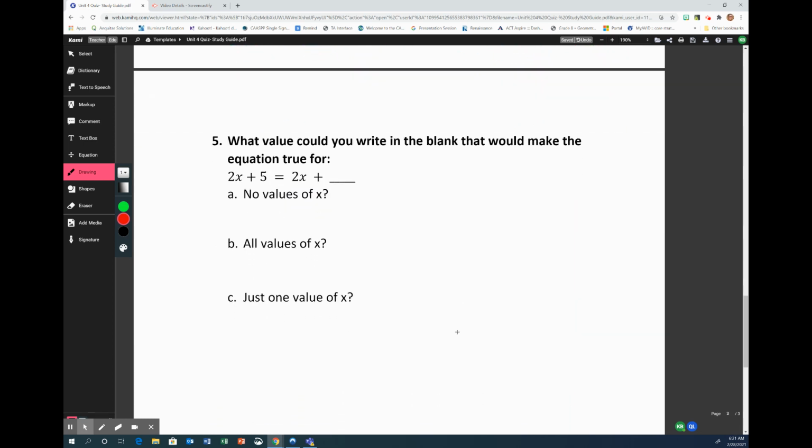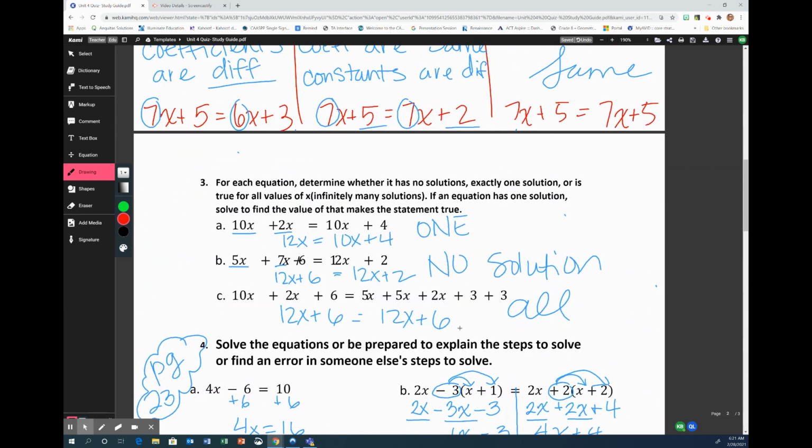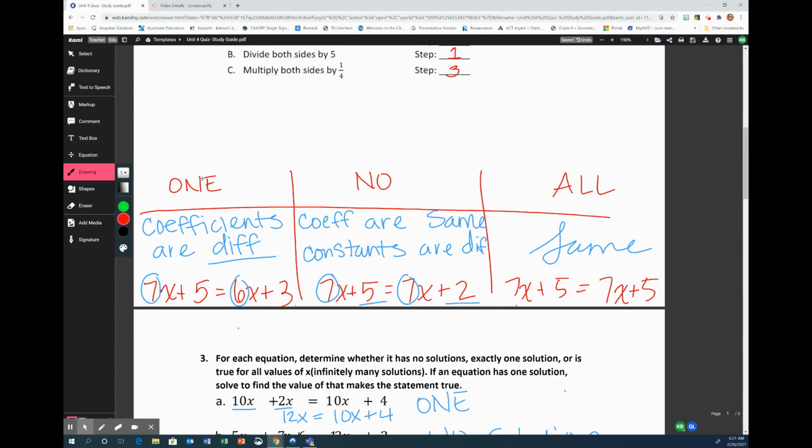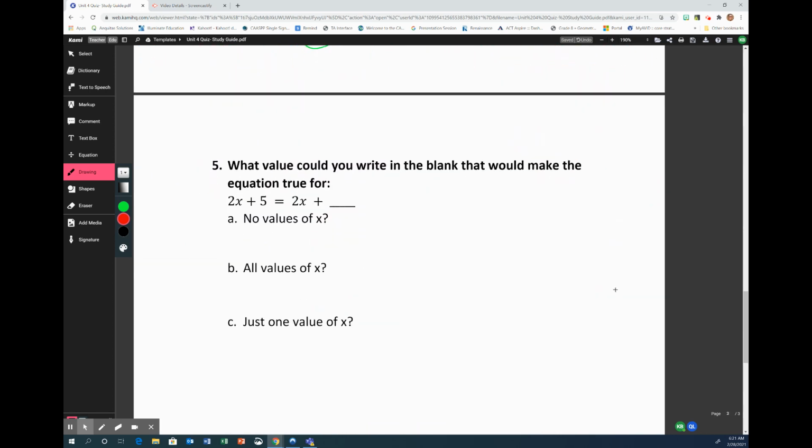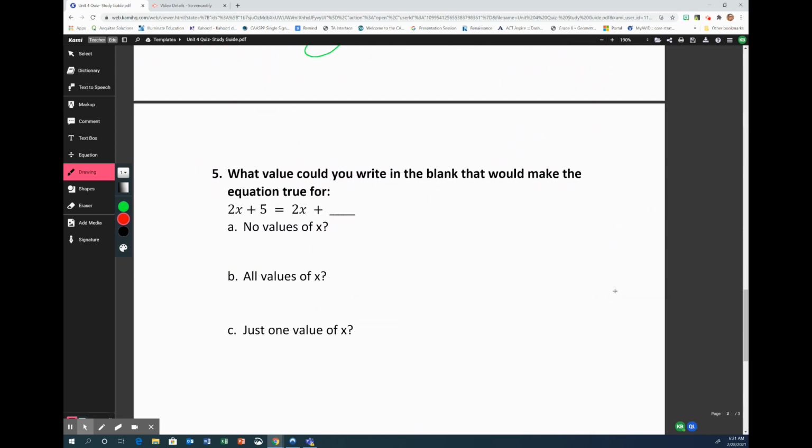Number 5. What value could you write in the blank that would make the equation true? Let's double check all our stuff here. So one solution is coefficients are different. No solutions is coefficients are the same, constants are different, and all solutions is the same. So let's do the all solutions one. All values of x is all solutions. So it has to be the exact same on both sides. So I need a 5 there.